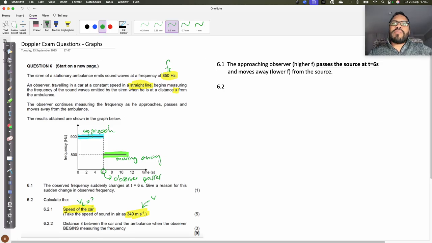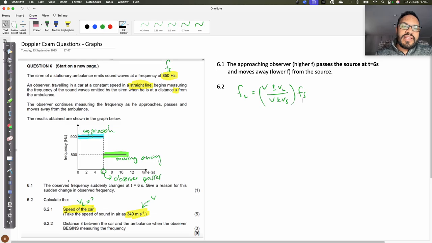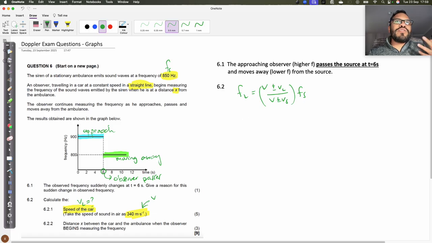approaching the stationary ambulance. Now the very first thing you're going to do is write down the Doppler effect from your formula sheet, (v ± v_L) over (v ± v_S) multiplied by f_S. Okay, and they say calculate the speed of the car, and the reality is to calculate the speed of the car you can use any of the options, right? You can use the observer moving toward, or you can use the observer moving away. I'm going to start with the observer moving toward. So now I'm going to say this here will be the listener towards the source, right?